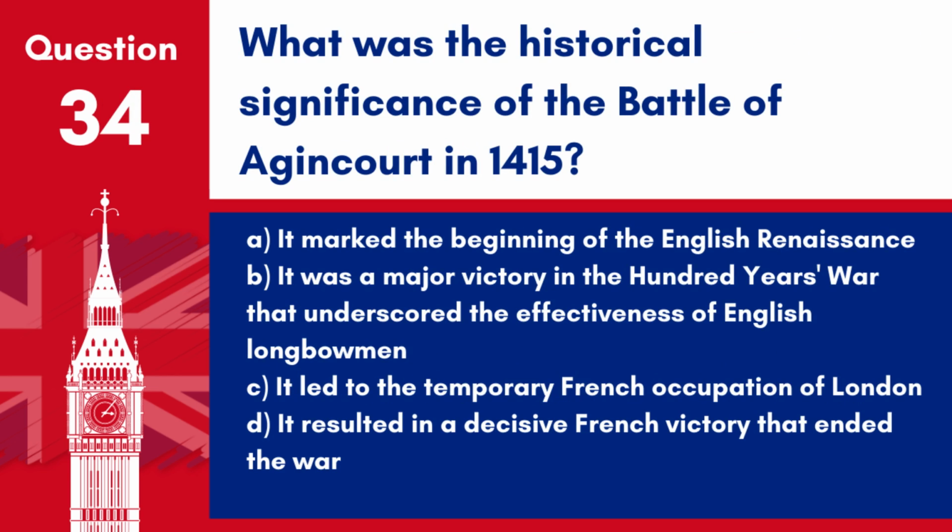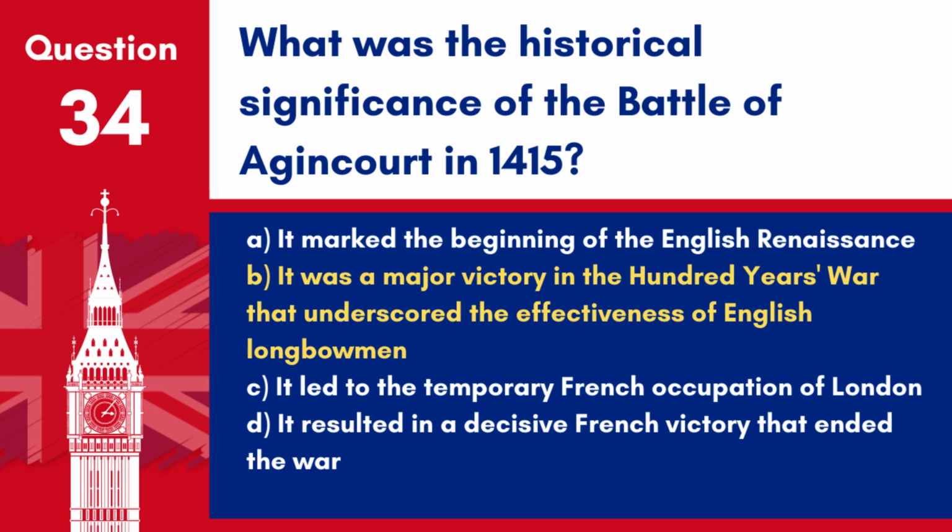Question 34. What was the historical significance of the Battle of Agincourt in 1415? A. It marked the beginning of the English Renaissance. B. It was a major victory in the 100 Years' War that underscored the effectiveness of English longbowmen. C. It led to the temporary French occupation of London. D. It resulted in a decisive French victory that ended the war.